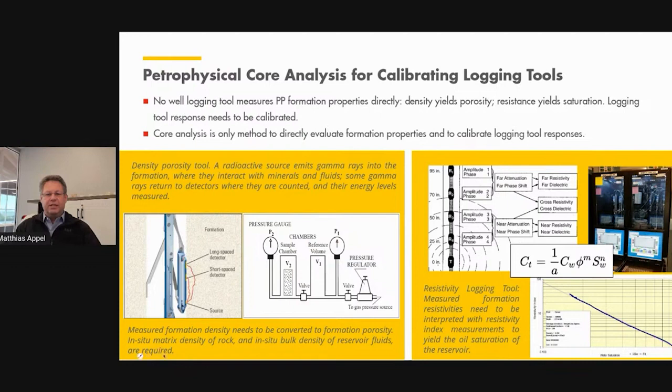If you take, for instance, a density tool, and I mentioned that before, I realized, but wanted to make that example a bit more clear. You have a radioactive source, you lower it down into the formation, and you have detectors at different spacing from the source, which measure the scattered X-ray from the minerals and from the pore fluids back into a detector set. That allows you to derive the formation density.